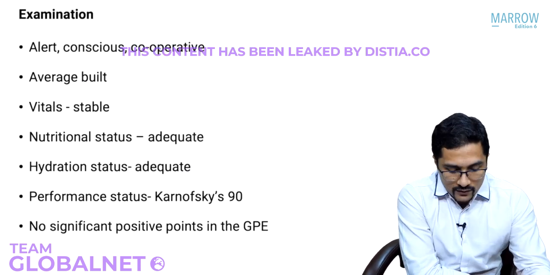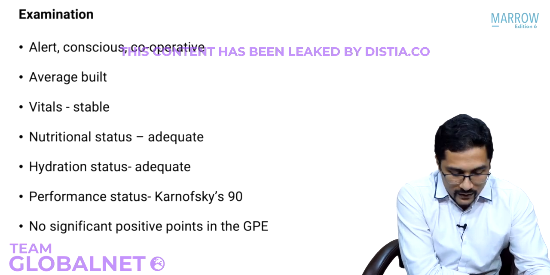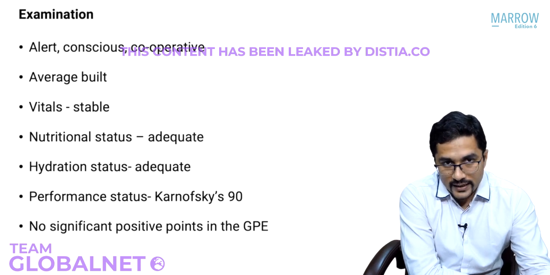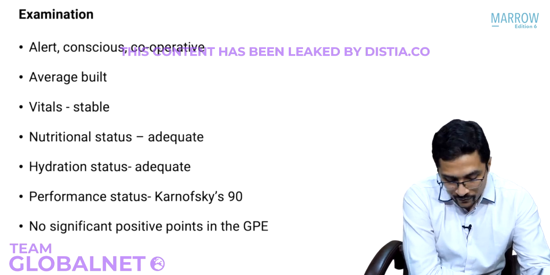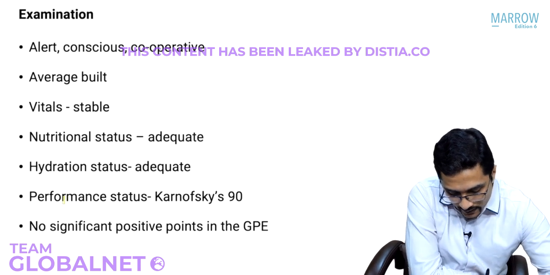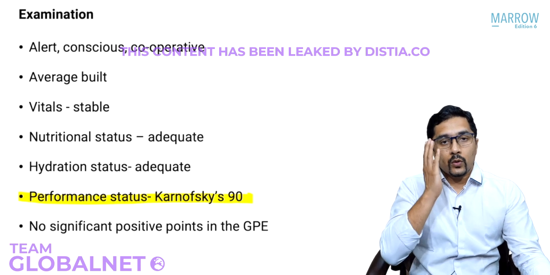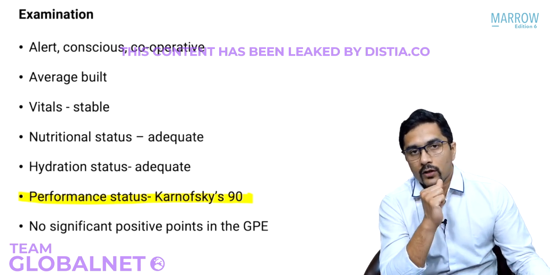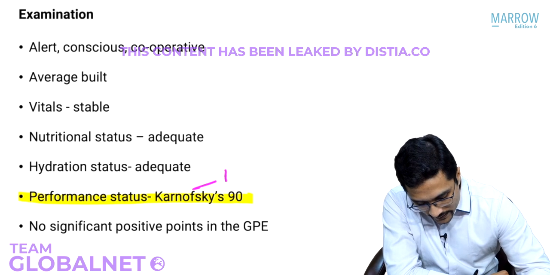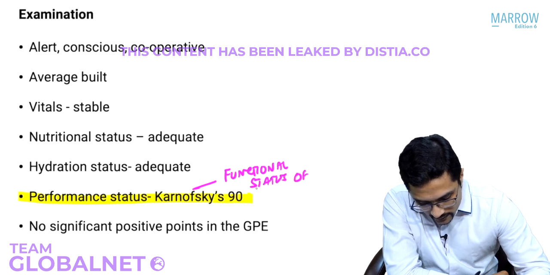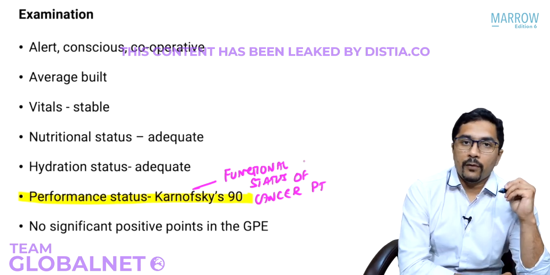So on examination, we have an alert, conscious, cooperative patient of average build. Vitals are stable. Nutritional status and hydration status are adequate. Performance status is 90 by Karnofsky. Now this performance status is very important, not only for the entrance exam, but for your viva as well. This tells us about the functional status of a cancer patient.